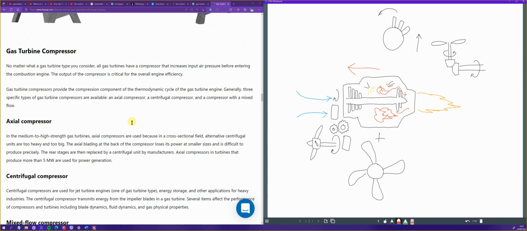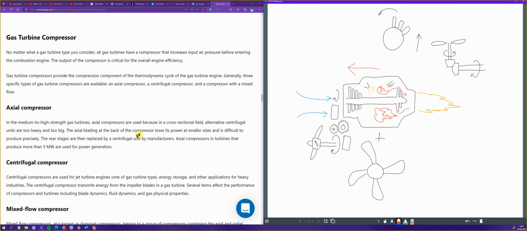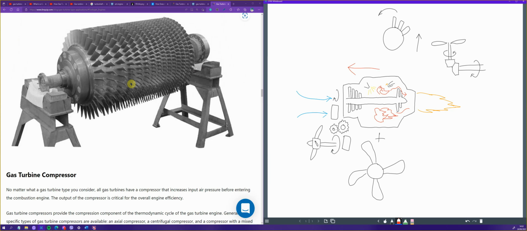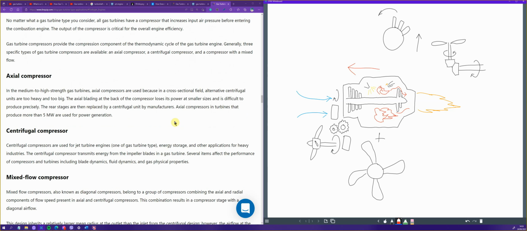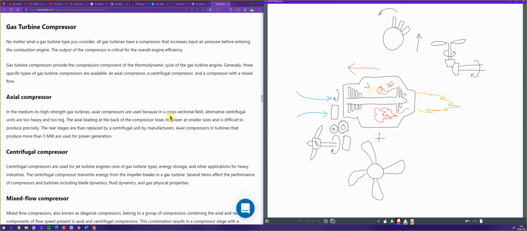So, may ibang types ng compressor. You have the axial, so on its axis to. This is an example of that axial. Yung centrifugal naman, it is used for heavy industries, yung mga malalaki, sa mga planta. Pero kung kunwari sa mga eroplano, for propulsion, mas maliit ang kailangan natin.